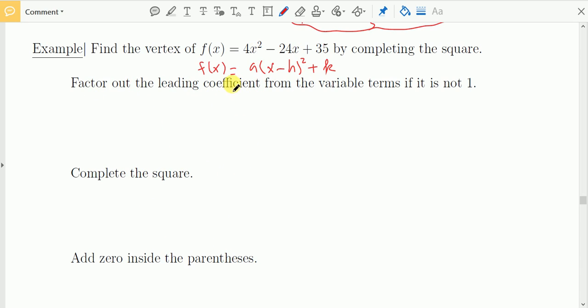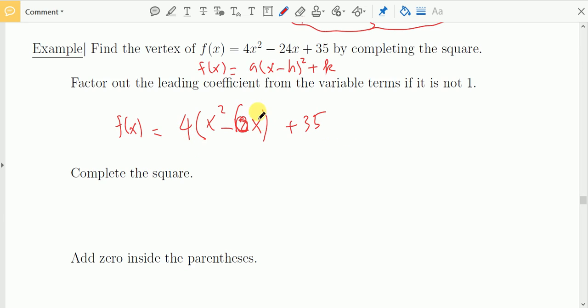First, factor out the leading coefficient from the variable terms if it is not 1. Because this one is 4, remember you want the x squared term to have a 1 in front, so you don't want a 4 in front of x squared. So let's factor out that leading coefficient. So I have 4. If I factor 4 out, I have x squared minus 6x, because 6 times 4 is 24. Right? And then I keep the other number by itself. So I only factor out the 4 from the x terms here.